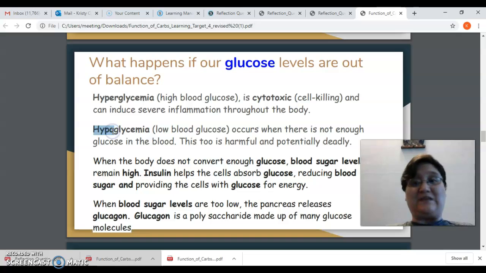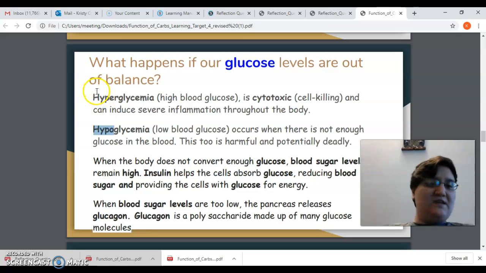Hypo means something's lower than it should be. So, one that most of you probably have heard before: hyperthermia, hypothermia. Hyperthermia means you're too hot, you need to cool down, or you're going to pass out soon. Hypothermia means you're so cold that if you don't warm up soon, you could very well die, right? So again, hyper means you're too hot, hypo means you're too cold.